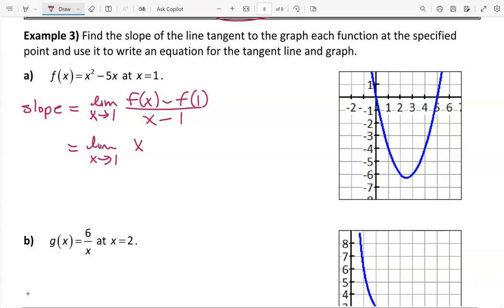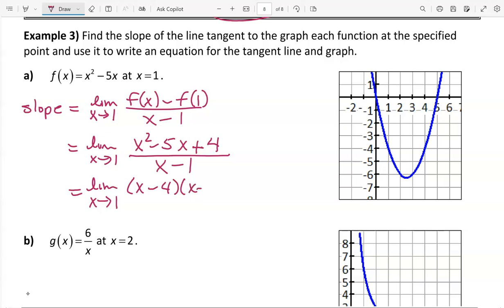F of x is x squared minus 5x. If we calculate f of 1, that is -4. So if we subtract -4, that's equivalent to adding 4. If we factor the numerator, x minus 4 times x minus 1, and cancel common factors, as x approaches 1, our limit is 1 minus 4, which is equal to -3. So that means at x equals 1 on our graph, the slope is -3.